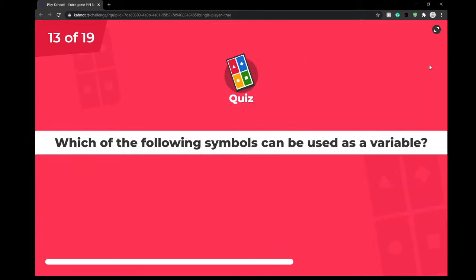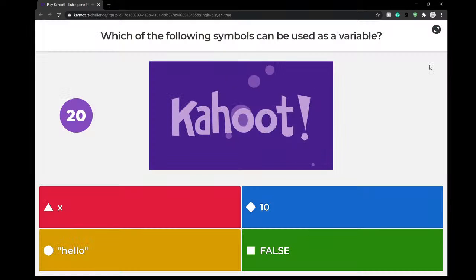So the next one. Which of the following symbols can be used as a variable? Remember what can be used for a variable, because not everything can be used for a variable.